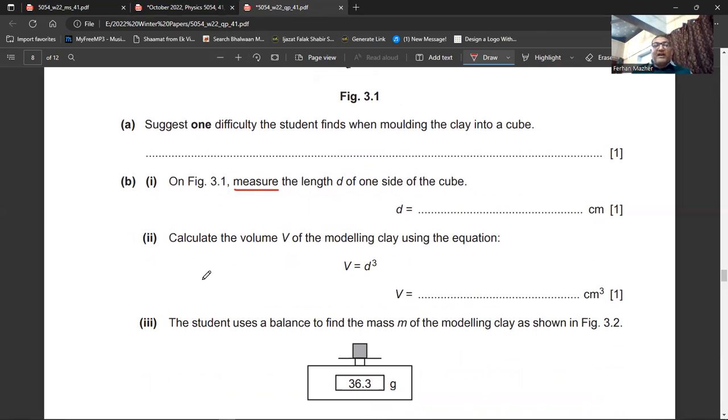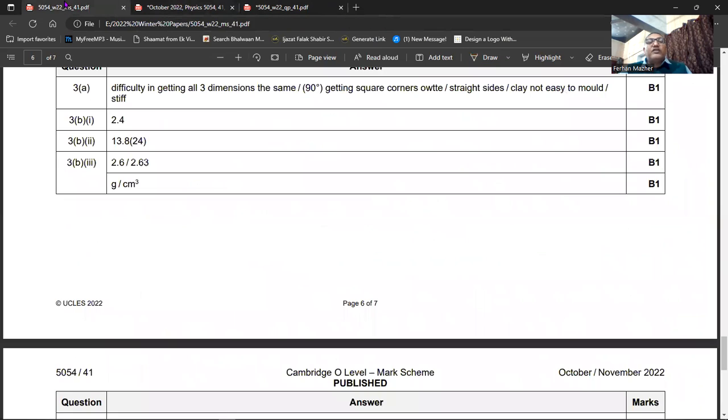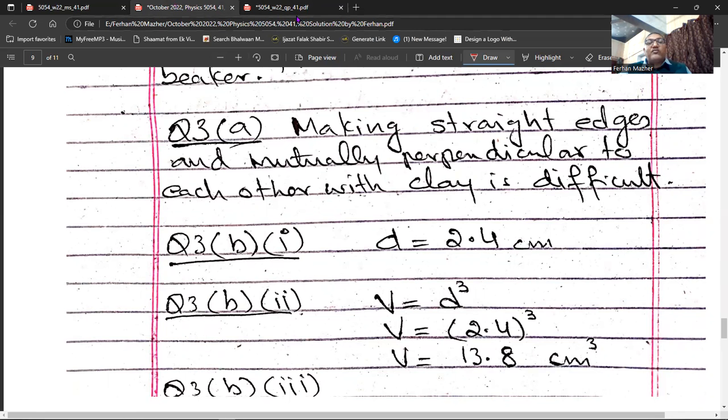And then their question is calculate the volume of the modeling clay using the equation. This is B second part. V is equals to D cube. So the V will be equals 2.4 raised to power 3. And when you take 2.4 raised to power 3, it is 13.8 centimeter cube. 13.8 centimeter cube is the right answer, sir.